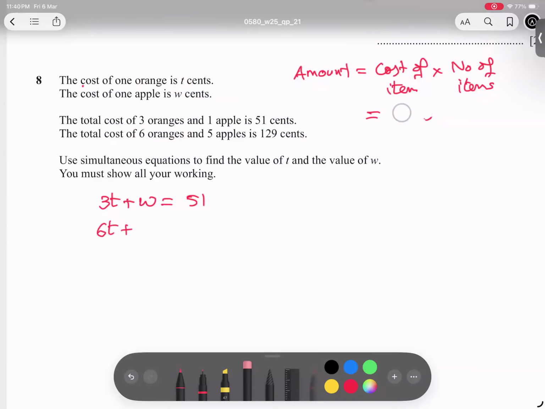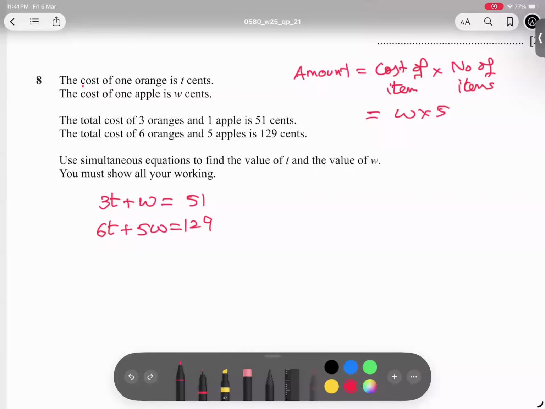And same approach, what is the other planning? The apple costing is W. And how many apples? Next, it is five apples. So W times five, 5W, I'm writing here. So total money is 129 cents. I hope you got a very clear idea of how I got the two equations. Now solve them simultaneously to get the T and W values, and she's saying show complete work.